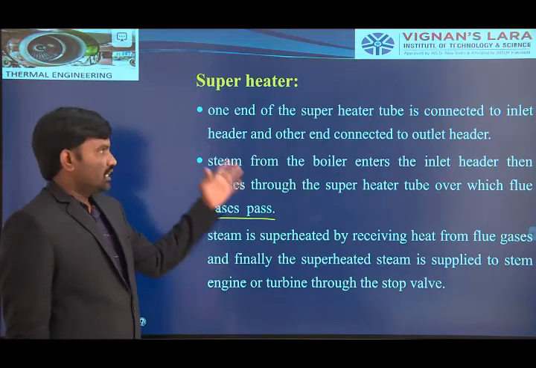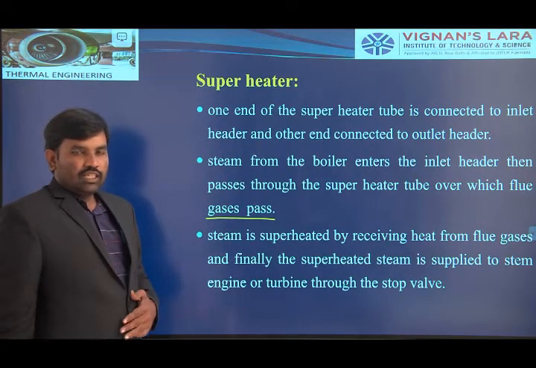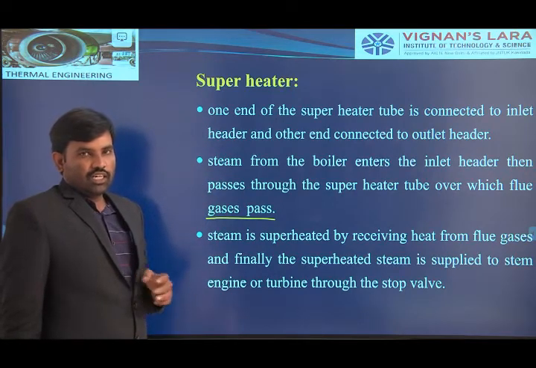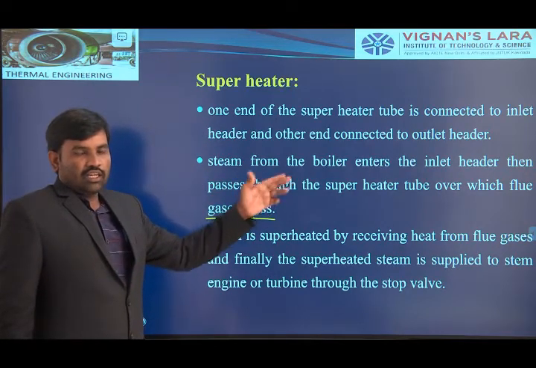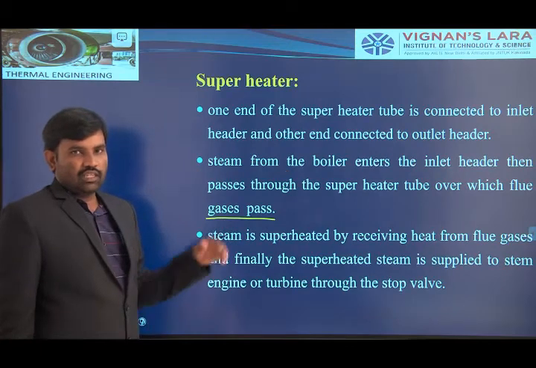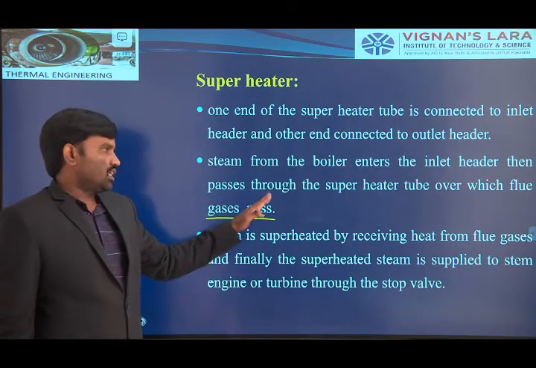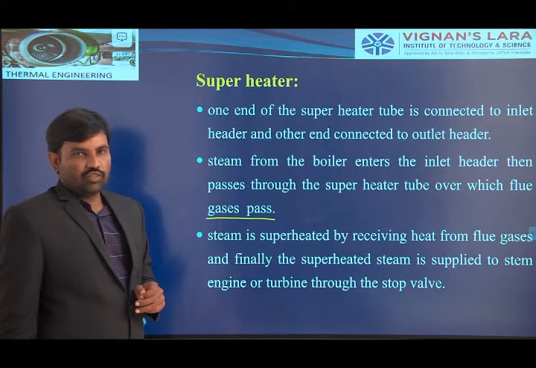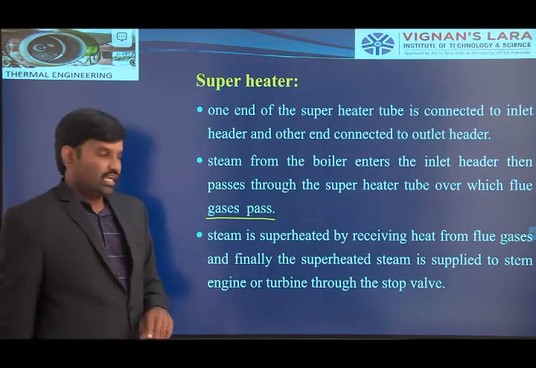First we generate the steam in the boiler section. That generated steam we collect at one end of the superheater tubes. At the other end we generate the superheated steam. During the circulation process we apply the hot flue gases' energy to the steam circulating inside the tubes. Then we can produce the superheated steam.